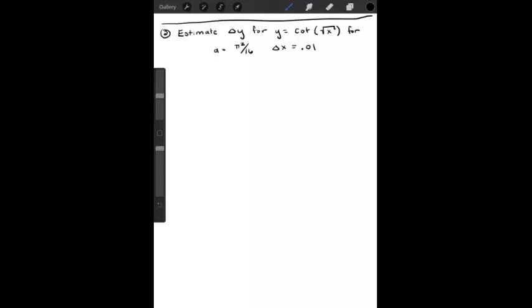Yeah, so we need to take a derivative. Yeah, there we go. So we have our formula from before that delta y equals the derivative of y with a plugged in times delta x. So the first thing we need to do is take the derivative of y. Right? So how are we going to do that?